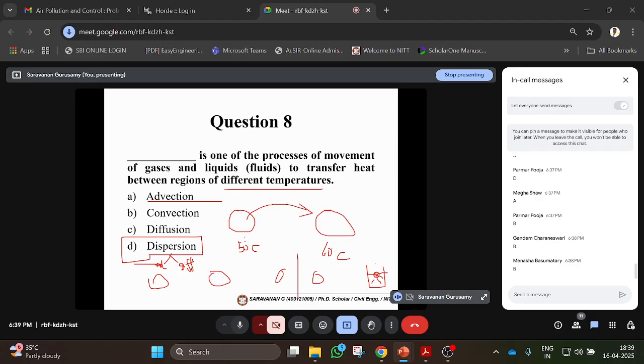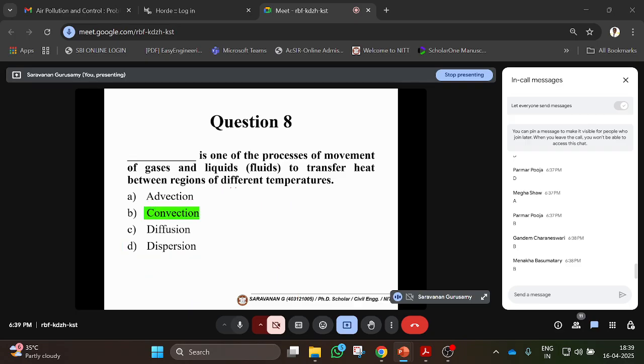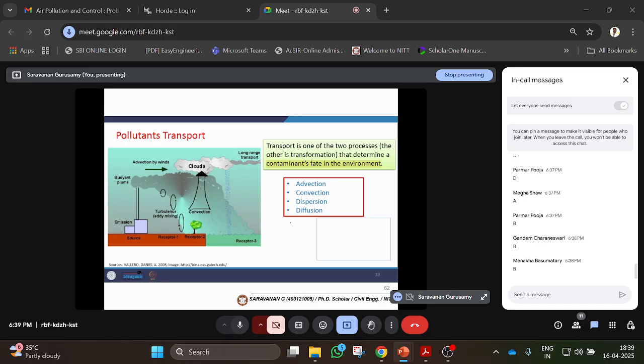So due to thermal differences, it is called convection. Due to concentration gradient, it is called diffusion. Due to bulk movement, it is called advection. Dispersion is both advection and diffusion, or all the things together are called dispersion, right? You can see here the question is about different temperatures, so convection. Here I am saying this is the fate in the environment. These four are the pollutant transport mechanisms.